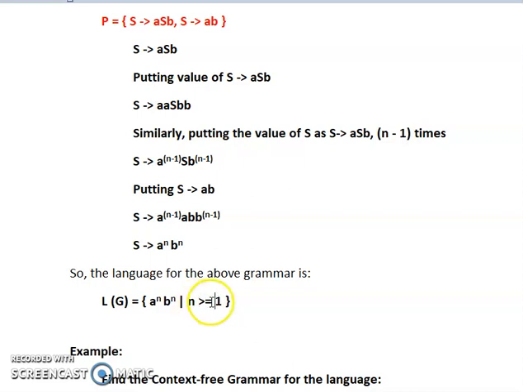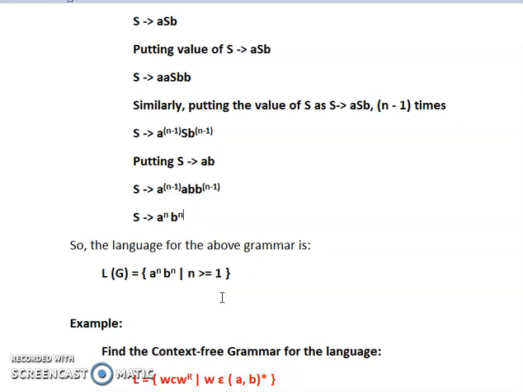Why are we taking n greater than or equal to 1? Because A and B cannot be replaced by null. These are constants and the minimum string possible is AB, so at least one A and at least one B will be there in our language. That's why n is greater than or equal to 1. Suppose there is one more production rule given as S tends to epsilon. In that case, n can be greater than or equal to 0, because the grammar can also accept a null string.